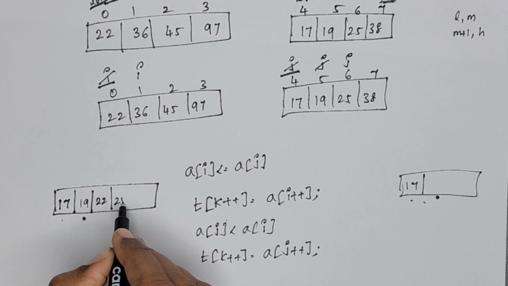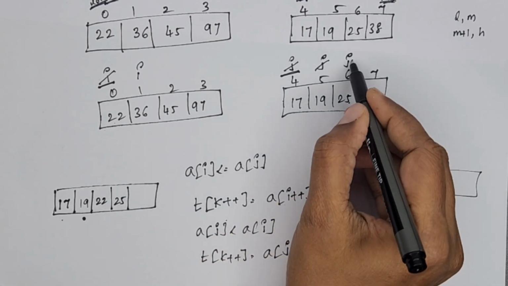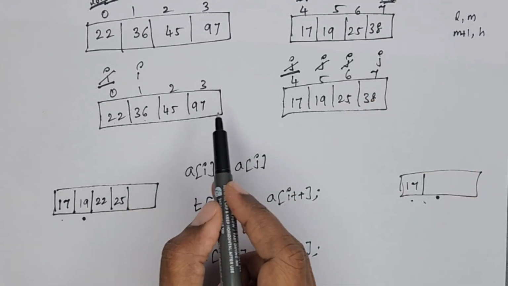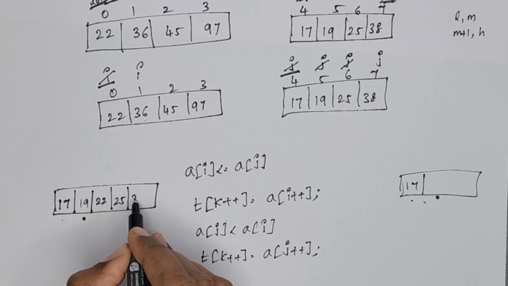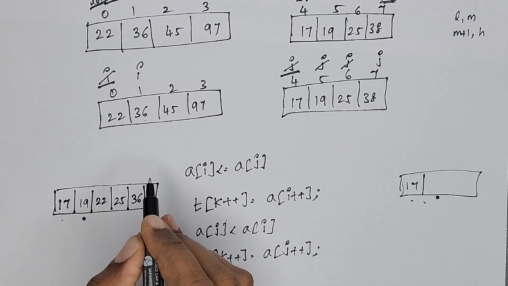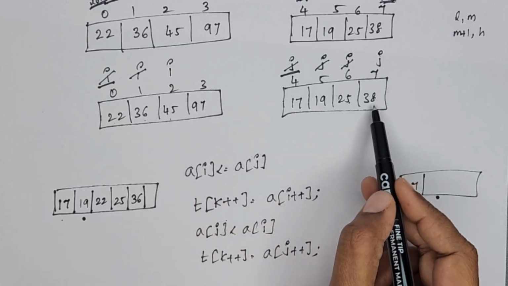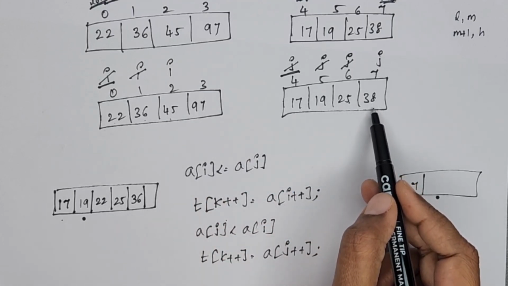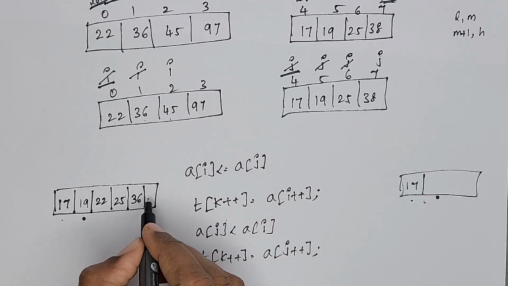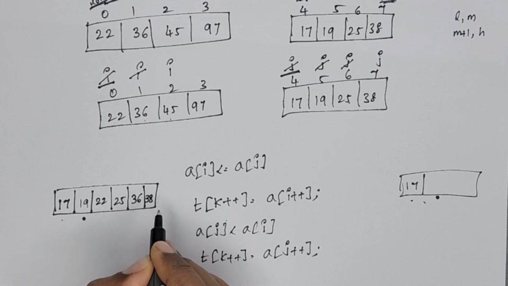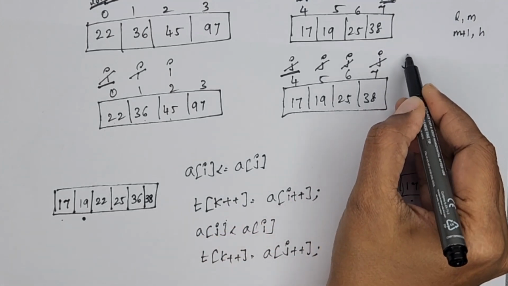Now 25, 36. 25 is the smallest element, and increment the J value. 36, 38. The ith element 36 is the smallest element, and increment the I value by 1. Now ith element 45, jth element 38. Which one is the smallest element? The jth element, so 38. I am going to assign 38. Now increment the J value.